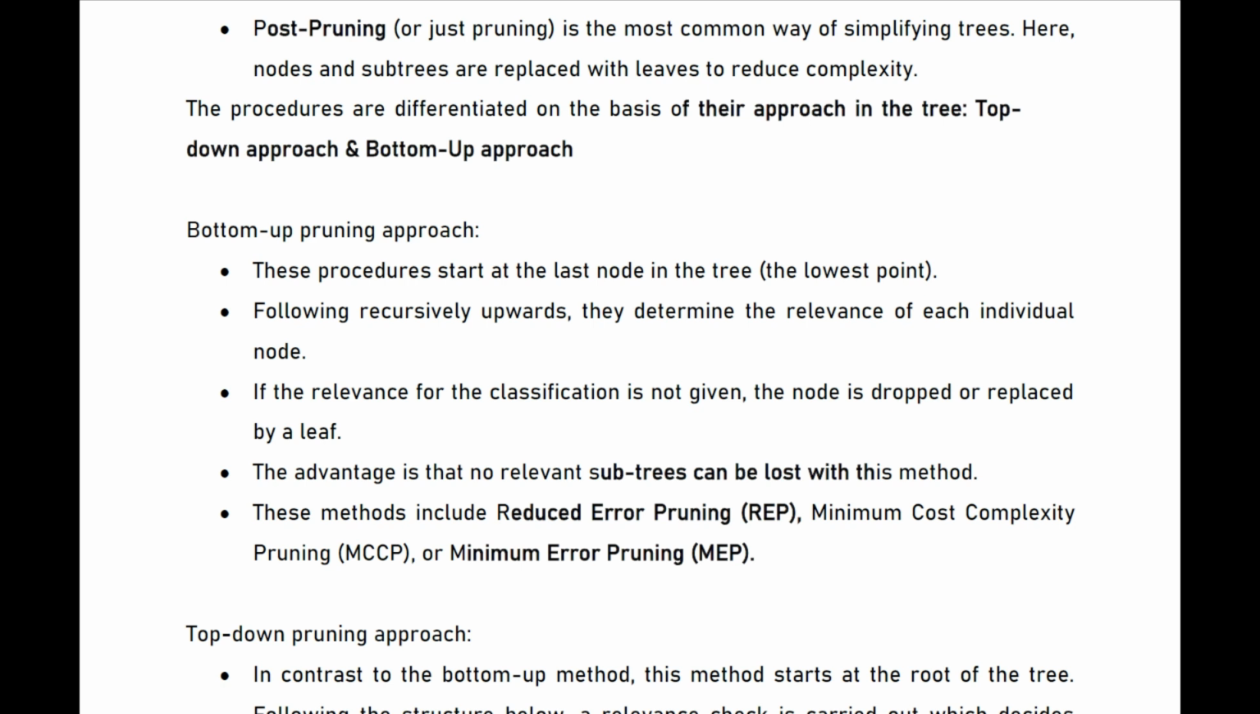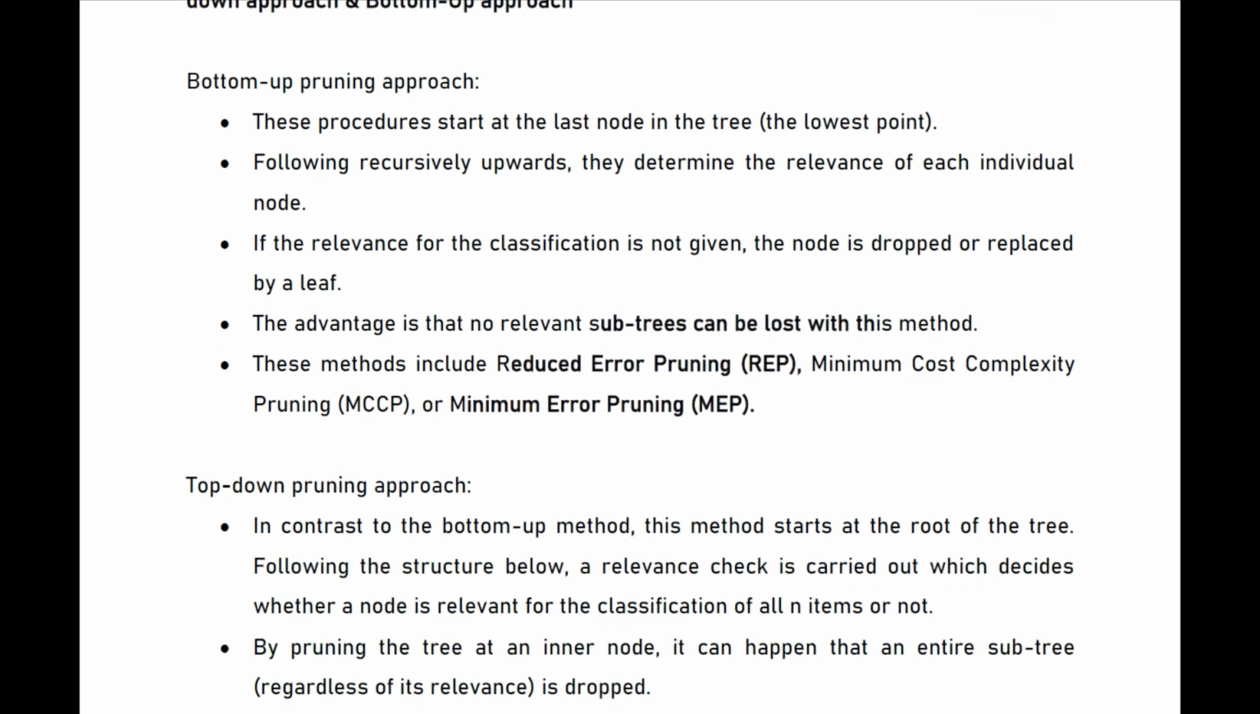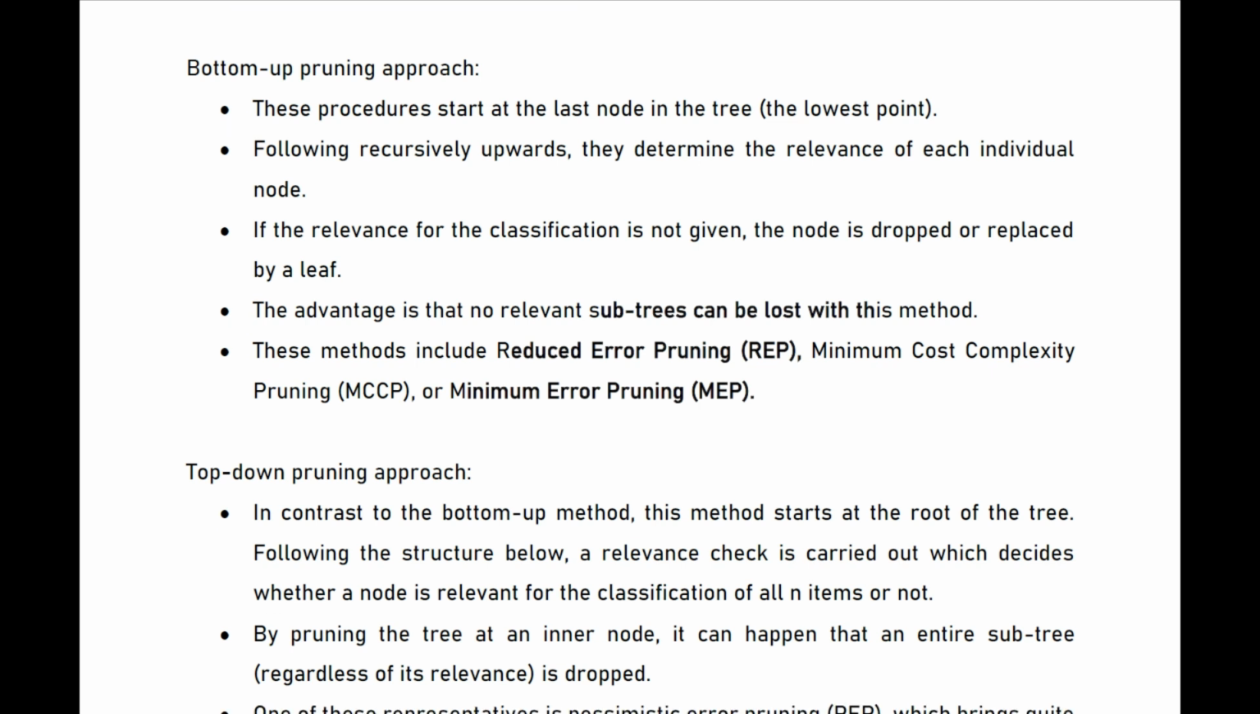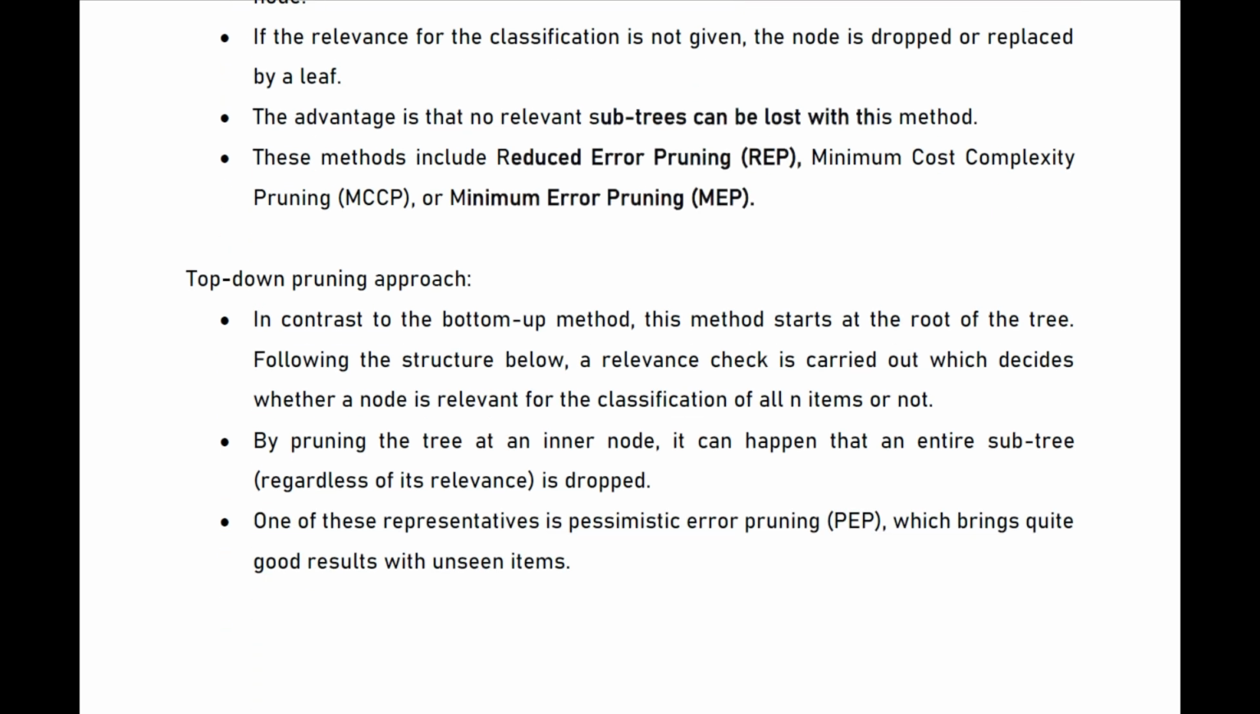It goes by each individual node. If a node is not relevant to the classification, the node is dropped and replaced by a leaf. The advantage is that a large subtree can be replaced this way. Reduced error pruning can be applied, and minimum cost complexity pruning can be applied. Minimum error pruning is not applied. The top-down pruning approach is applied.